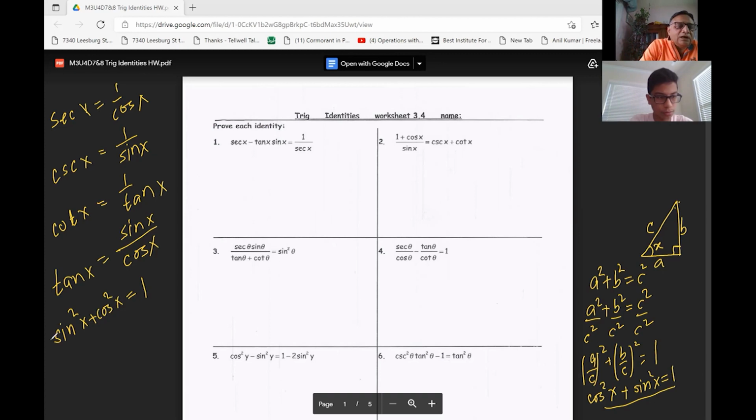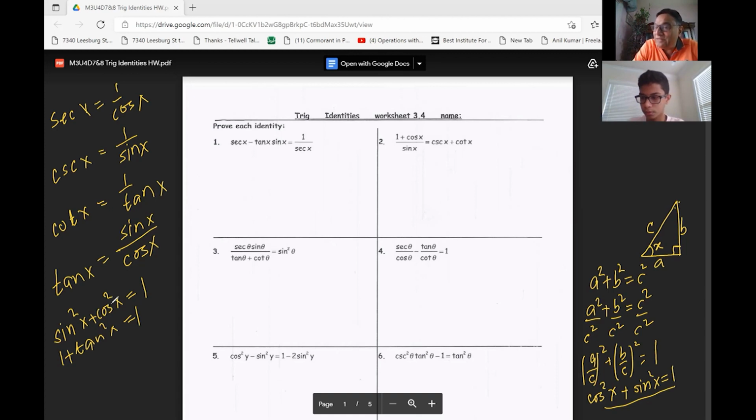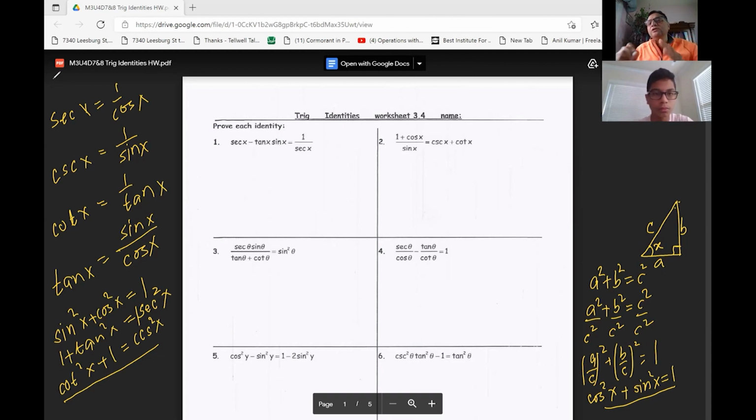Now, parallel to this is 1 plus tan square x equals secant square x, which you get by dividing all these terms by cos square x. And then cot square x plus 1 is cosecant square x. You get the idea. So these are the other two identities. We have all the identities listed here, which we are going to use in our examples. Is that clear to you? Yeah. Perfect. So let's take the examples one by one.